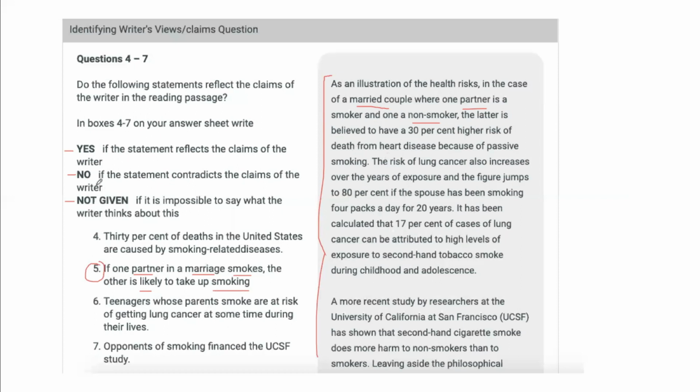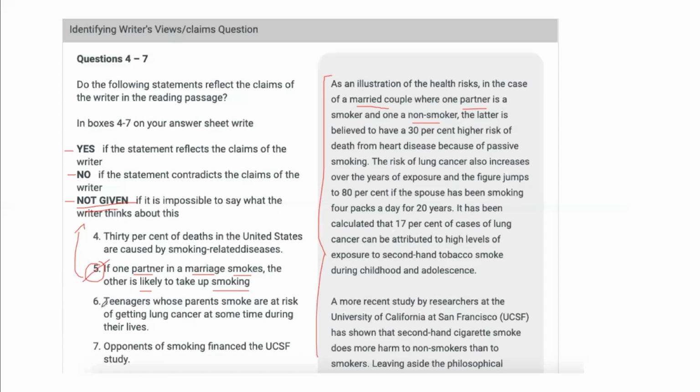However, no is if there is information that contradicts this statement. And there is nothing in this passage that says, if one partner in a marriage smokes, the other is unlikely to take up smoking. Nothing here alludes to that, and nothing here confirms it. And so this would be a classic case of not given. The information is simply not in the passage, so you would write not given and move on.